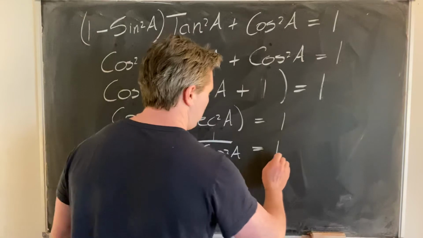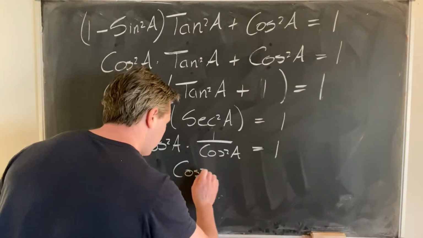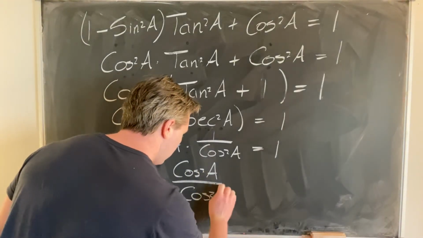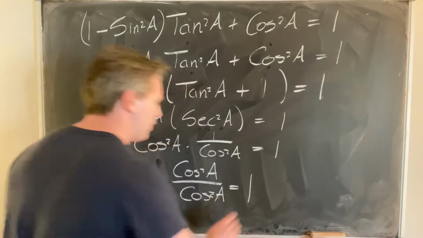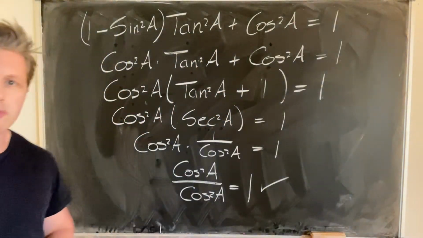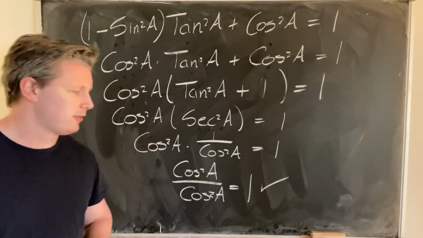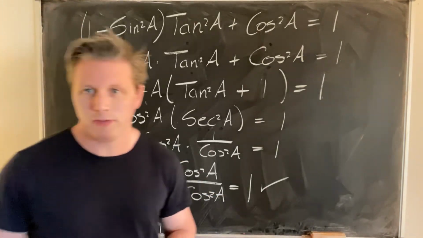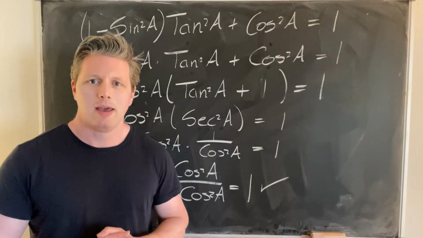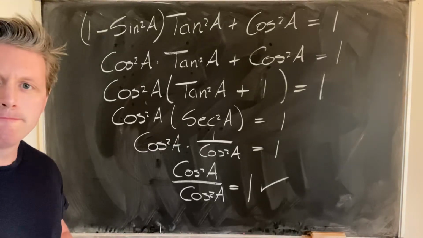Is that equal to 1? Sure. This is simply cosine squared A over cosine squared A. And sure enough, that is equal to 1. Cosine squared A over cosine squared A is equal to 1. And so there you have it. This is, like I said, question number 15 in the problem sheet. And that is it completed. Okay? Thank you very much.